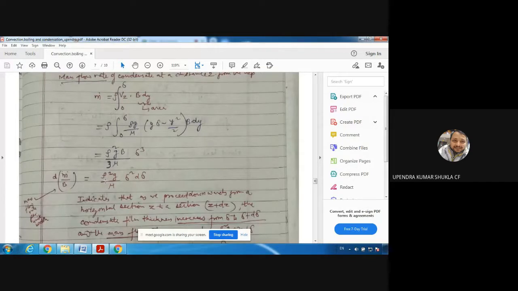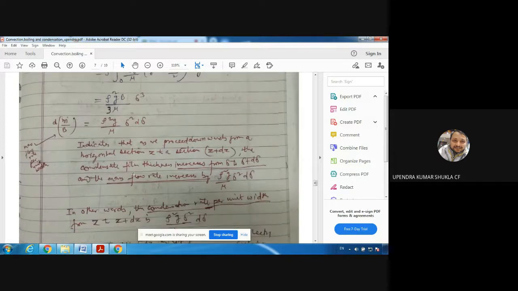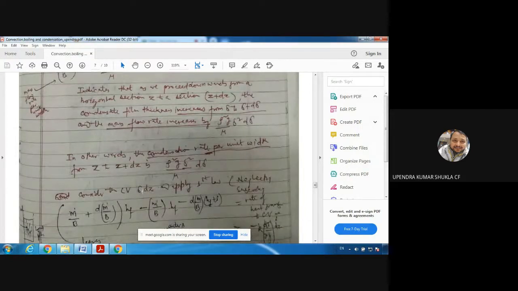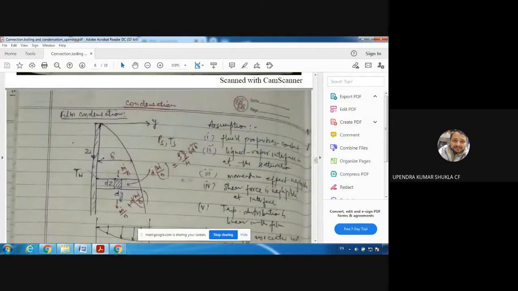d m dot by b is equal to rho square g by mu delta square d delta. What does it indicate? It indicates that as we proceed downwards from a horizontal section z to a section z plus dz, the condensate film thickness increases from delta to delta plus d delta, and the mass flow rate per unit width increases by rho square g by mu delta square d delta. In other words, the condensation rate per unit width from z to z plus dz is rho square g delta square d delta by mu, because I told you from mass conservation itself that d m dot by b is the condensation rate.